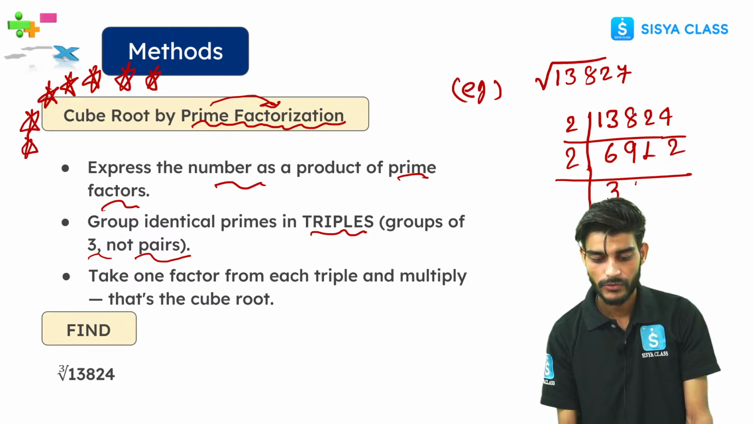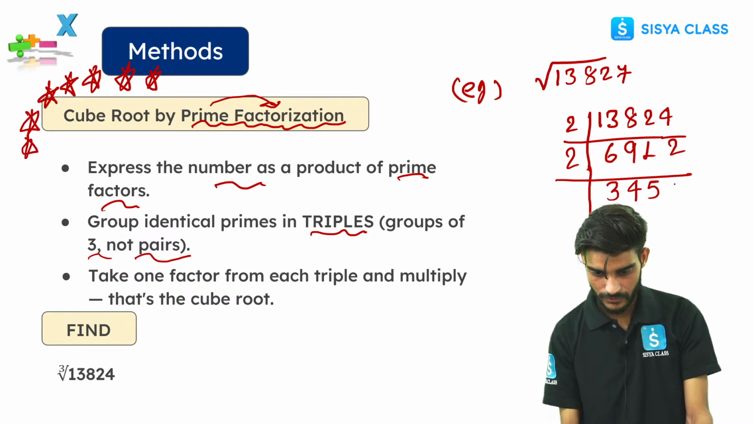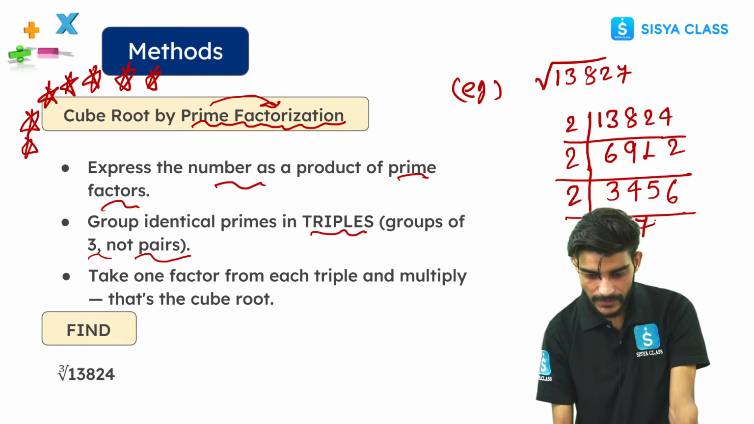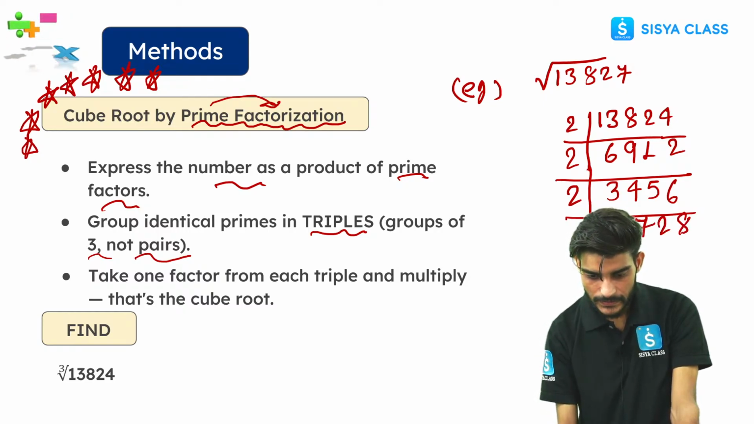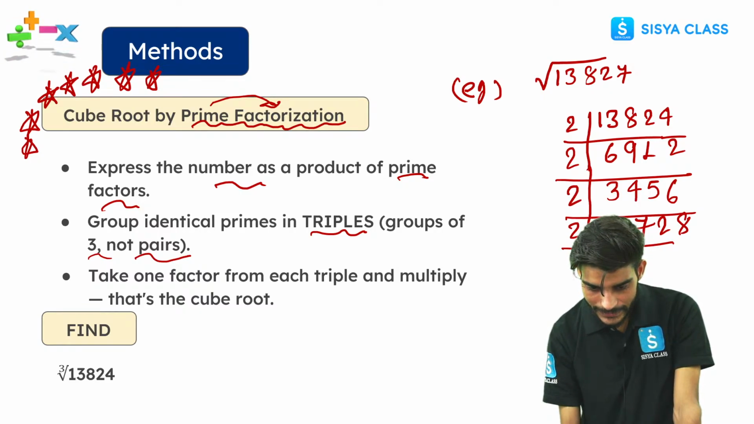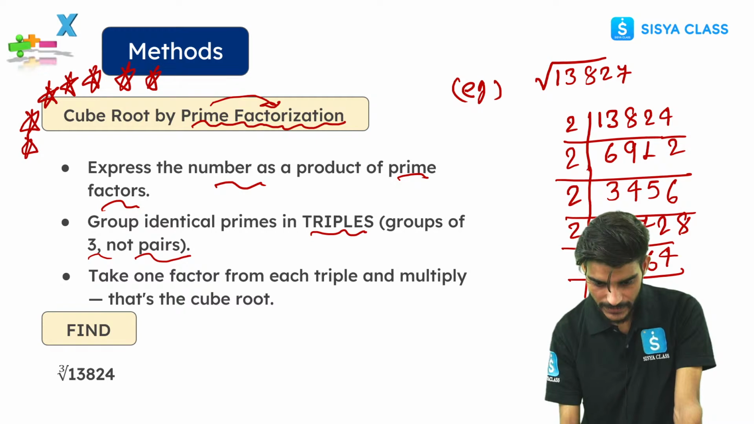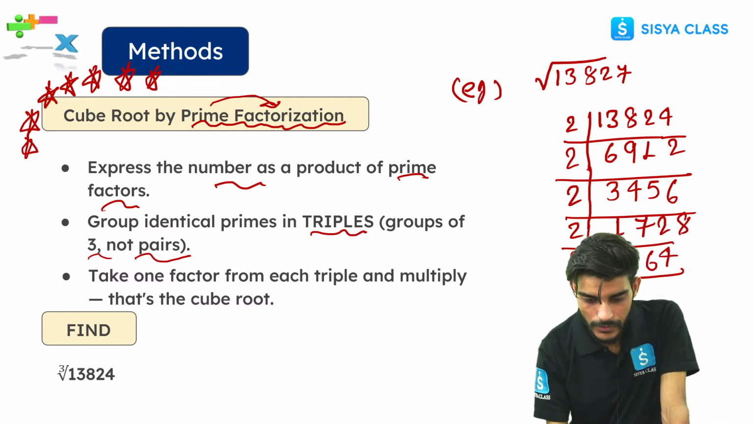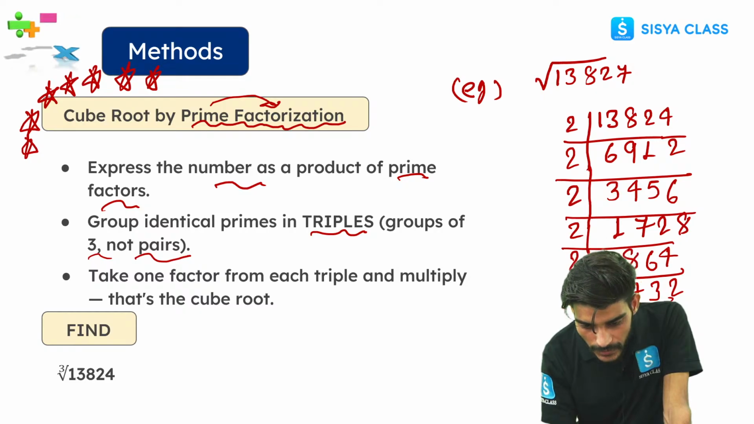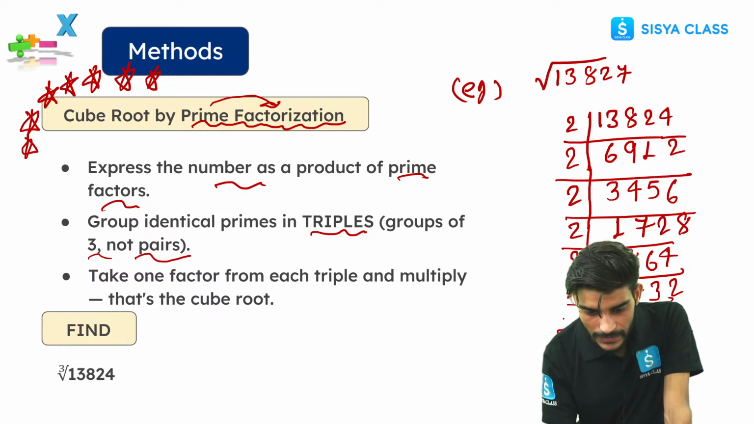2 threes are 6, 2 fours are 8, 2 fives are 10, 2 sixes are 12. 2 ones are 2, 2 sevens are 14, 2 twos are 4, 2 eights are 16. Everybody please verify whether it is correct or not. 2 fours are 8, 2 threes are 6, 2 twos are 4, with 2 again, 2 twos are 4, 2 ones are 2, 2 sixes are 12. Clear?